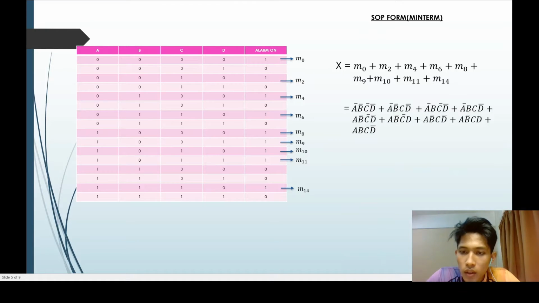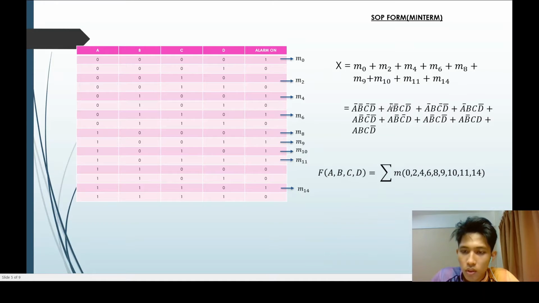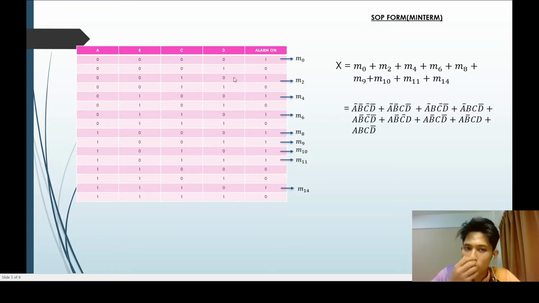For the minterms, we need to look at the first one, M0. For the SOP form, we need to know that for input 0, it will be barred. For M0, we can see that A, B, C, D are all 0, so all inputs will be barred like this one. The second one is M2. For M2, we can see 0, 0, 1, 0, so only C is 1. So only C will be not barred like this one.